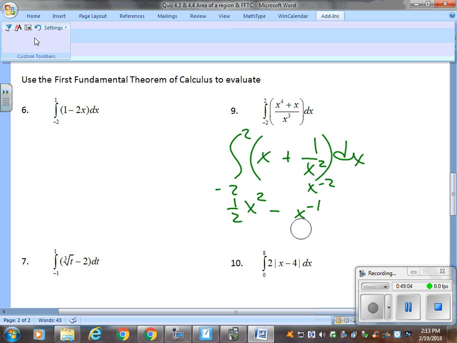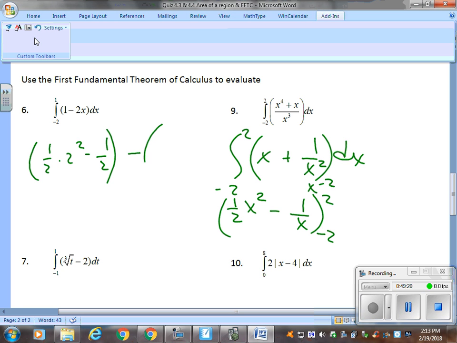Right? I'm doing that part right consistently in all of them. Well, that's good. And getting to a certain point, and then it's literally just math that I can't do. All right, so we got to put in 2 first. So 1/2 times 2 squared minus 1 over 2. And then minus 1/2 times negative 2 squared minus 1 over negative 2. So when you square 2, you get 4, and half of that's 2 minus a half.